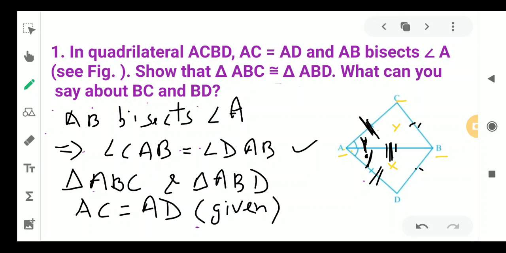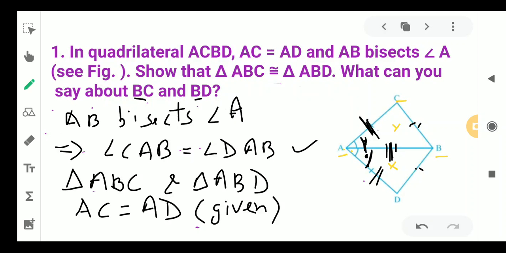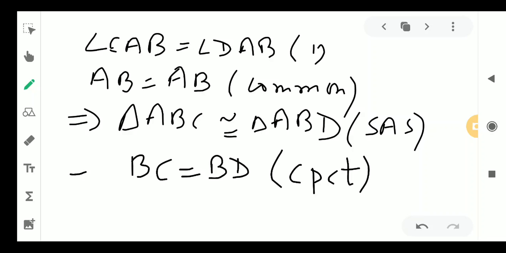Now next thing is asked in the question, what can you say about BC and BD? Means the remaining third side of the two triangles. So we know that if two triangles are congruent, then all the corresponding parts will be equal. So once we have proved that these two triangles are congruent, we can say BC equals BD, and we can cite a reason, CPCT. Now CPCT means corresponding parts of congruent triangles, which will automatically become equal once the two triangles are congruent.